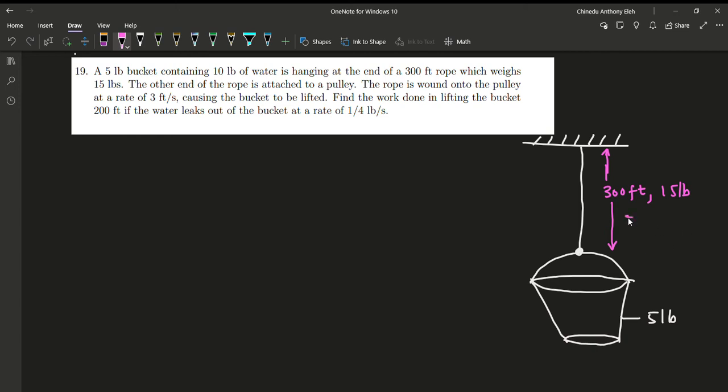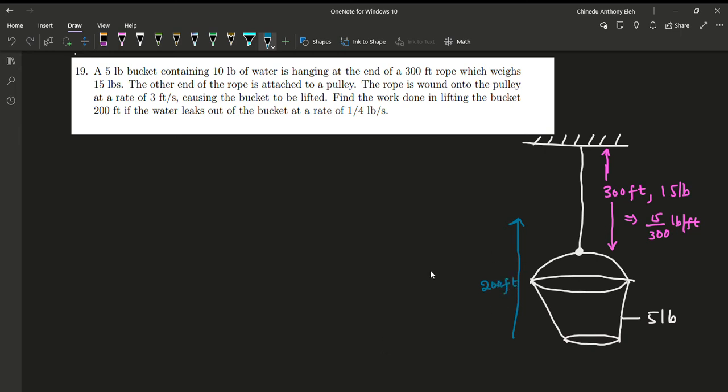Okay, so this gives us that our weight per feet is going to be what? 15 pounds divided by 300, so this will be pounds per feet. Let's keep that in mind. Alright, so find the work done in lifting the bucket 200 feet. So we want to lift this bucket 200 feet.